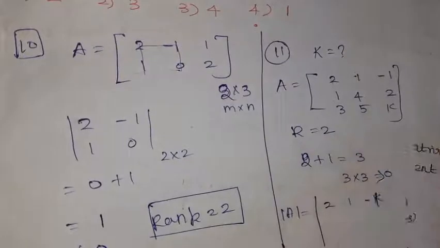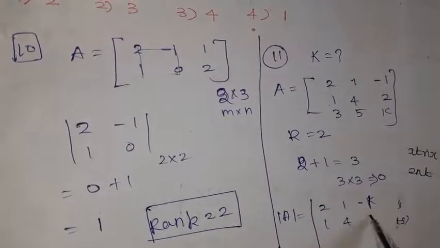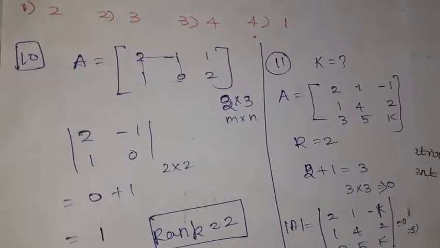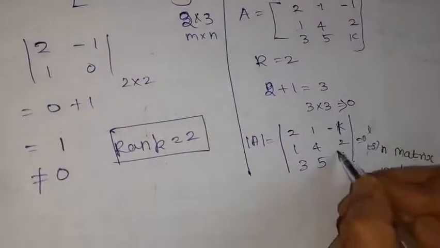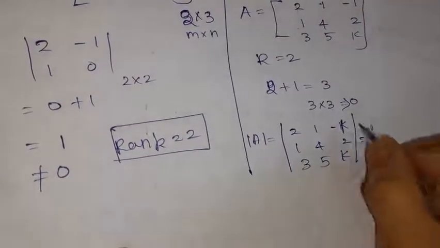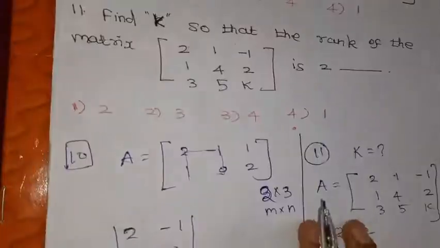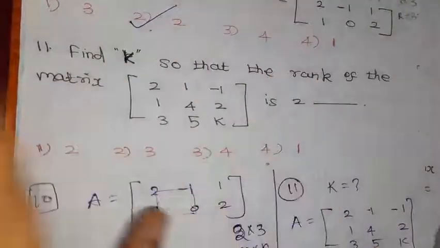the determinant of 2 1 minus 1, 1 4 2, 3 5 K equal to 0. So from this we find the determinant, set it equal to 0, and we can find the K value. This is one approach. We will see. What is given? Find K so that the rank of the given matrix is 2.